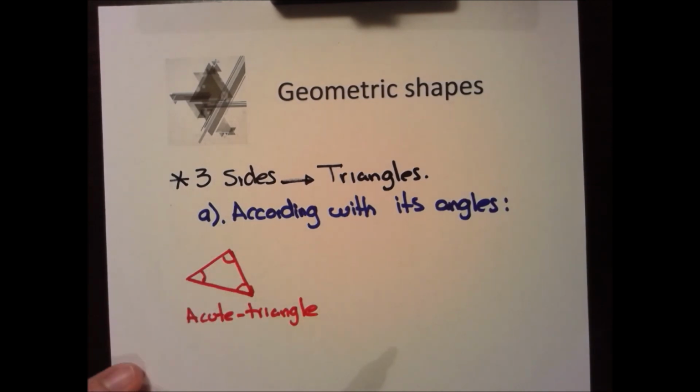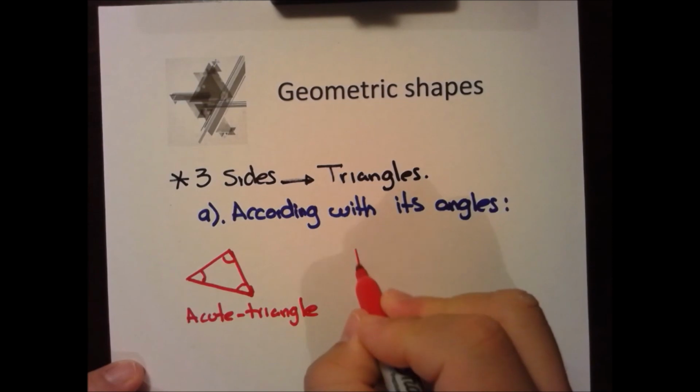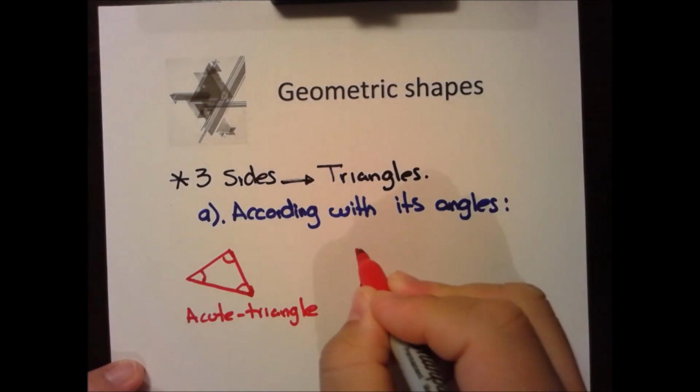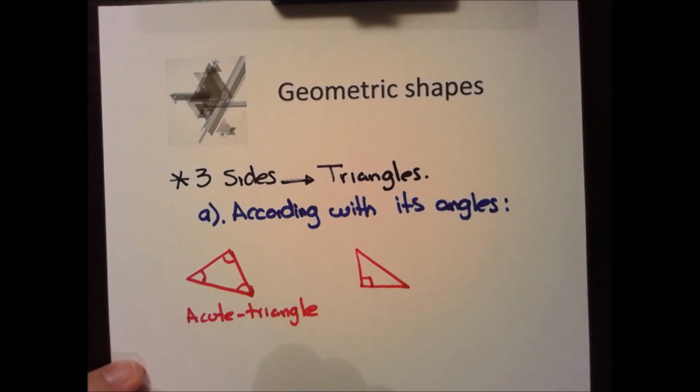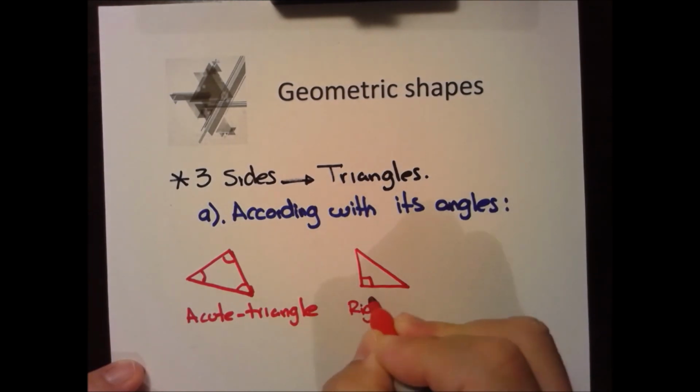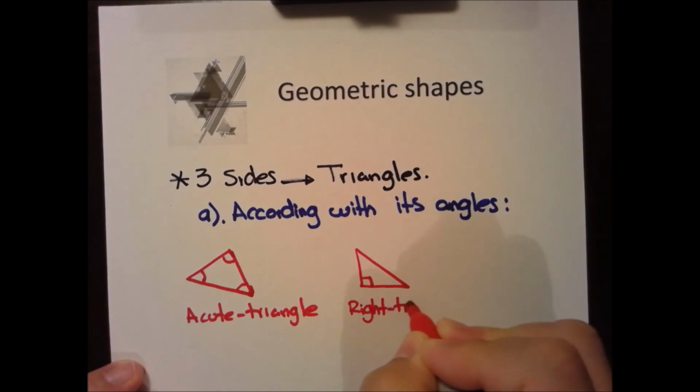Why acute triangle? Because all the angles are less than 90 degrees. The next one is going to be this kind of triangle. And here we have one particular thing. What happened with that angle? That angle is right angle. So that's why this is going to be called right triangle.